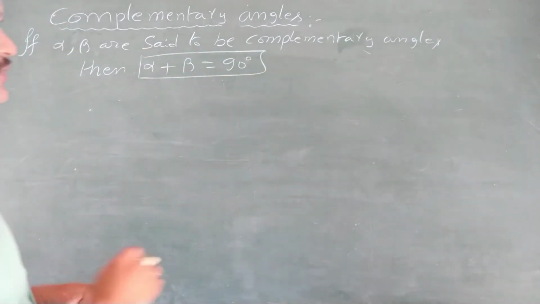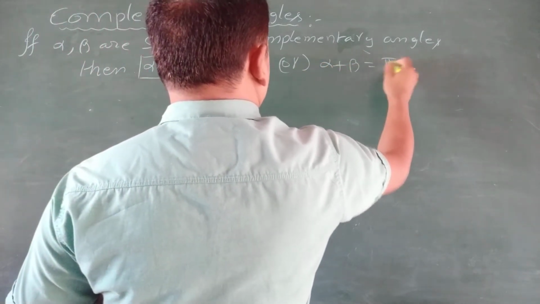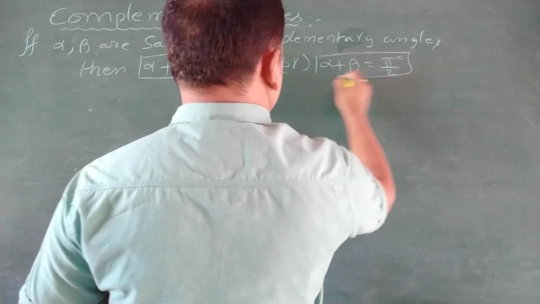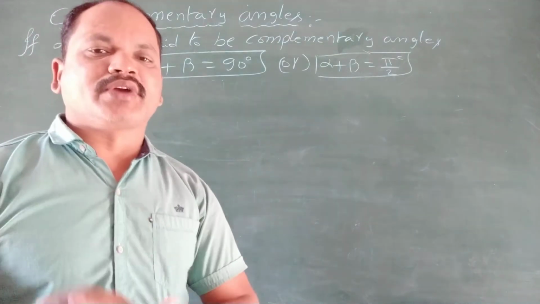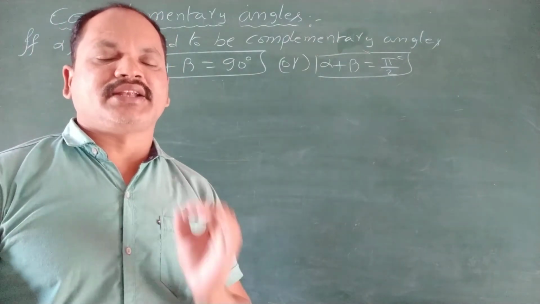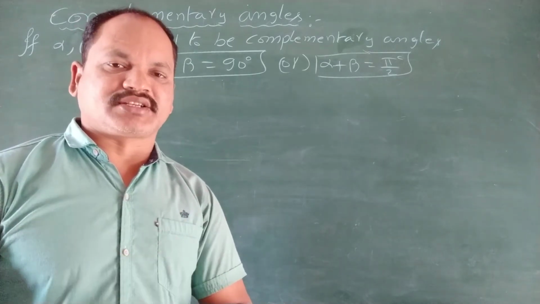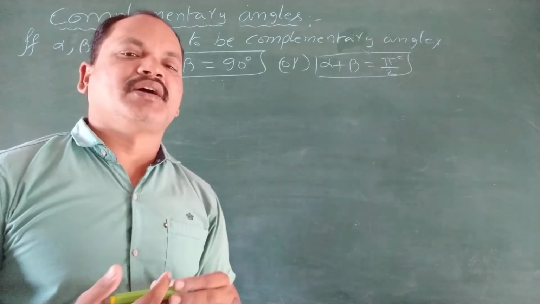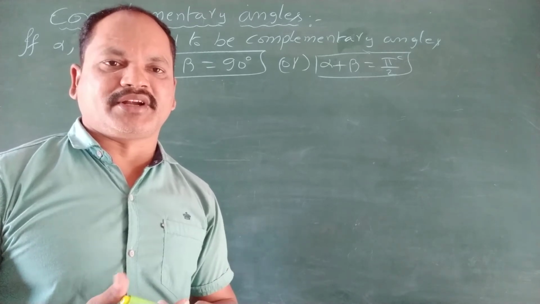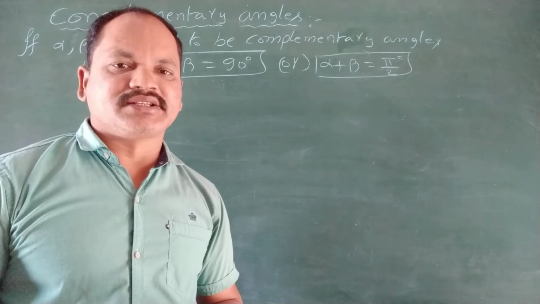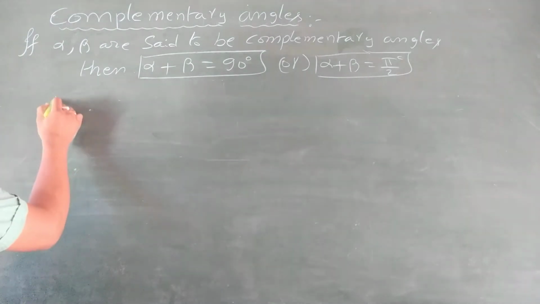Alpha plus beta is equal to 90 degrees, or alpha plus beta is equal to pi by 2 radians. So pi by 2 radians, or just pi by 2, we have to write. That's why if two angles are said to be complementary angles, then the sum of the angles is 90 degrees. So if alpha and beta are complementary angles, then alpha plus beta is 90 degrees. Now, some results depend upon this concept.